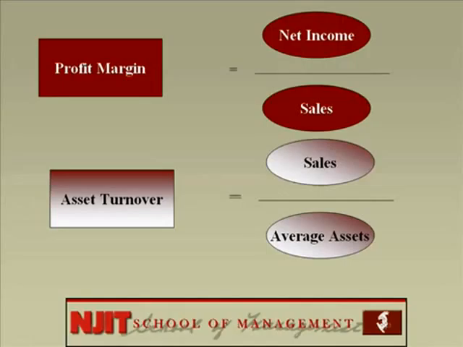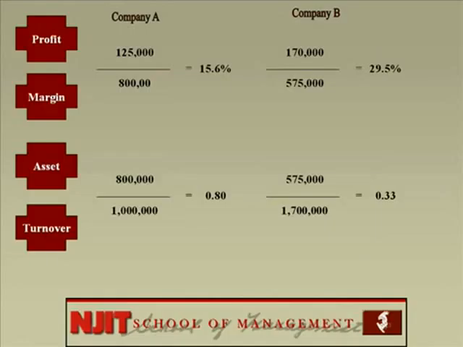Are you done? Did you get these answers? Compare this with the answers you got. I'm just using the formulae. Overall, if you look at the screen in front of you, Company A has a profit margin of 15.6%. What does this mean? This means that for every dollar of sales, A gets to keep 15.5 cents.